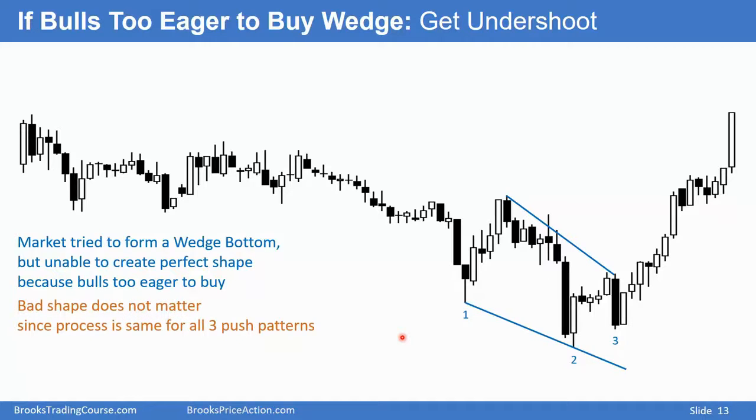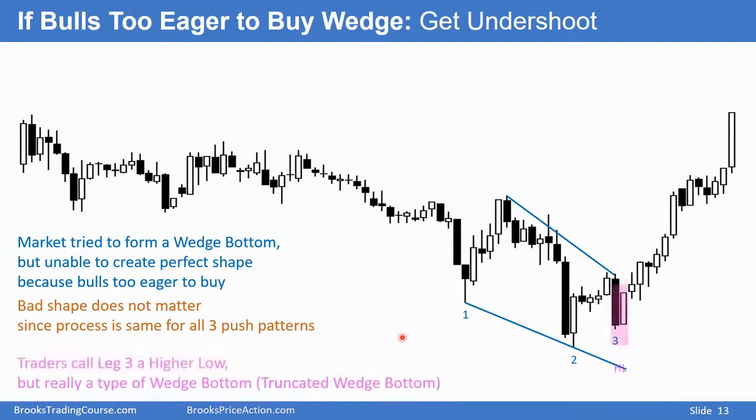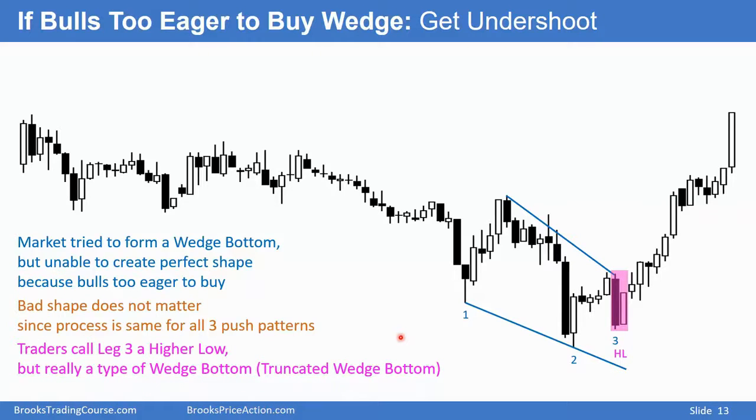The bad shape, the lack of a wedge shape, the lack of a third push below the second, does not matter. It's the same forces that create this as create a wedge. You can call it a higher low. It is a higher low, but it's really a variation of a wedge.